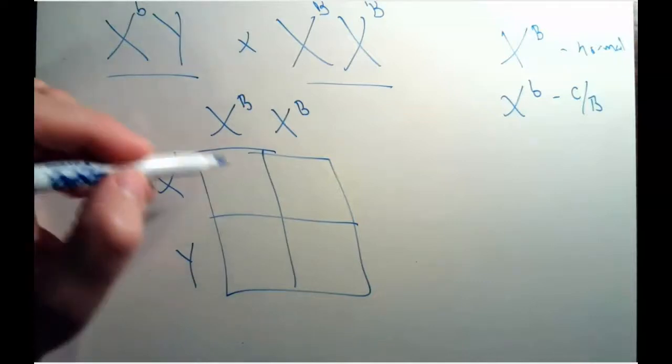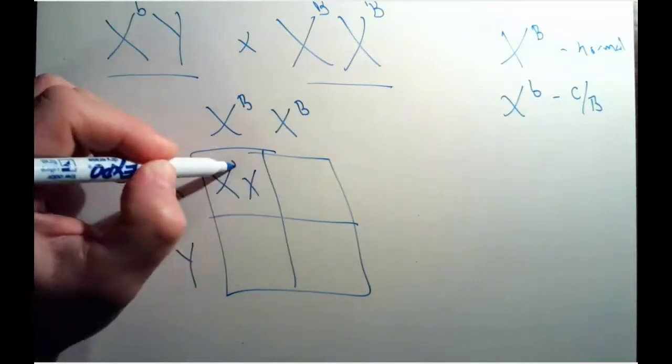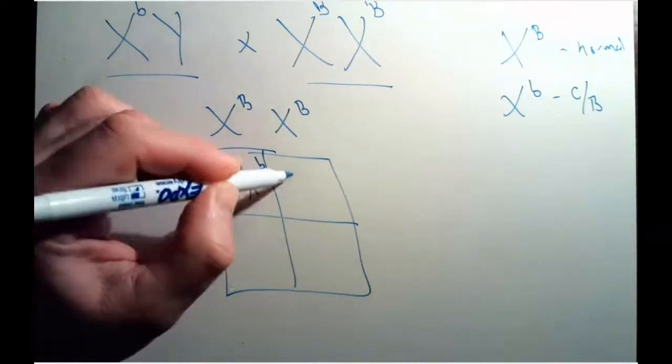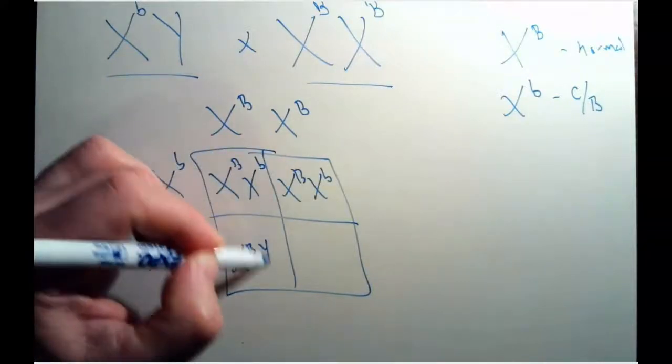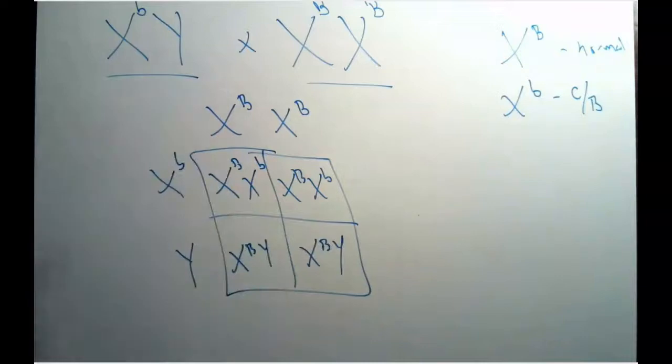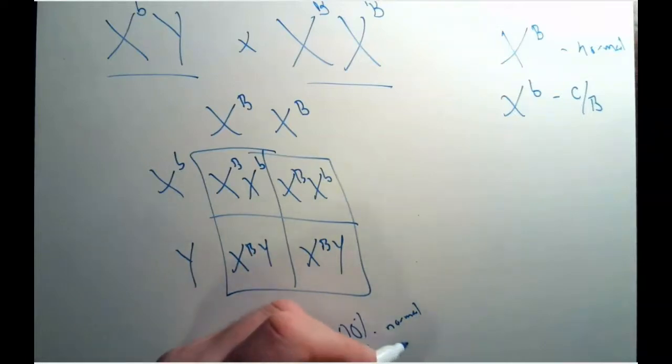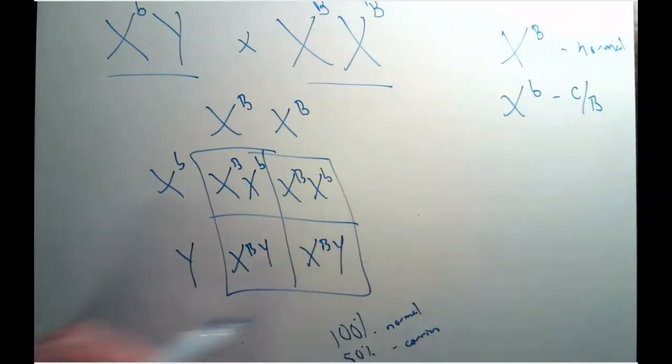And then we're going to treat this like a normal Punnett square, where we're just going to bring down and bring across all of the alleles that we see. And we would have that outcome. So what we see is that 100% of the children of this mating have normal vision. They can all see color. But 50% of the children are carriers. Another way to say that is all of the daughters are carriers.